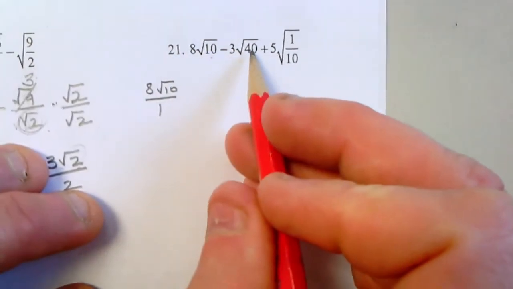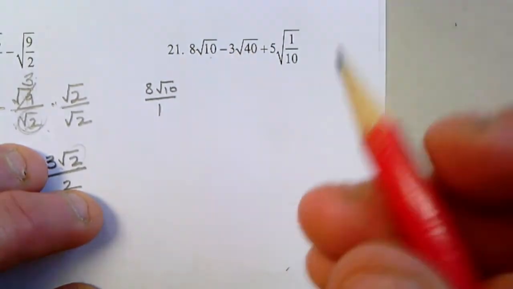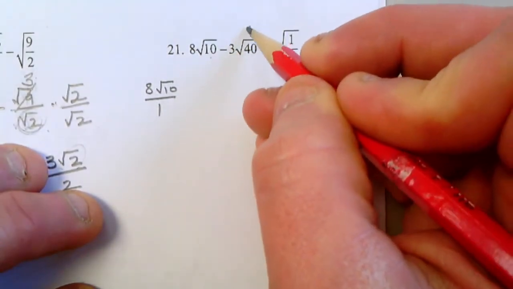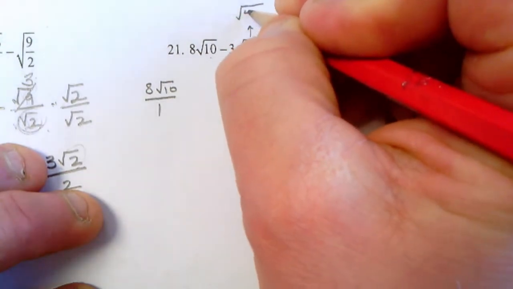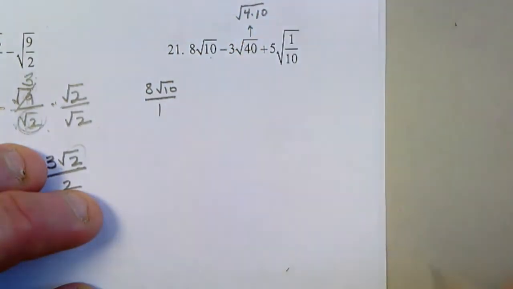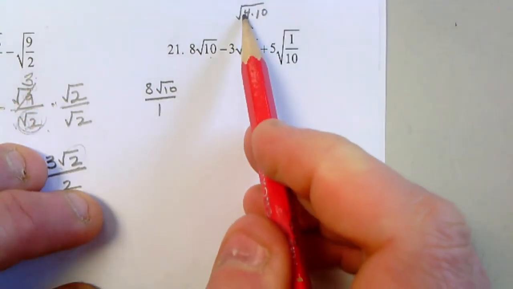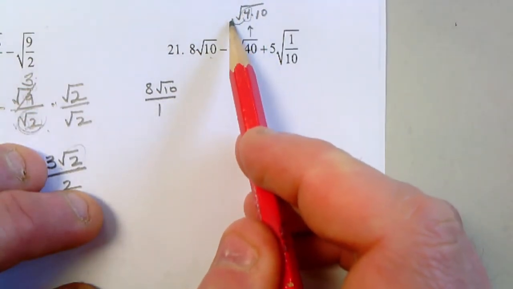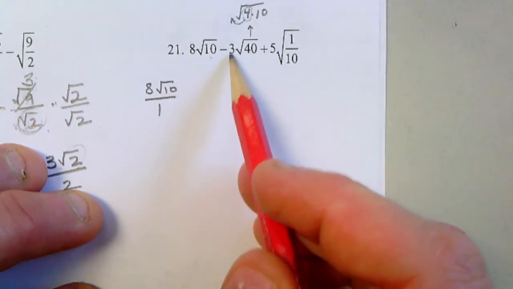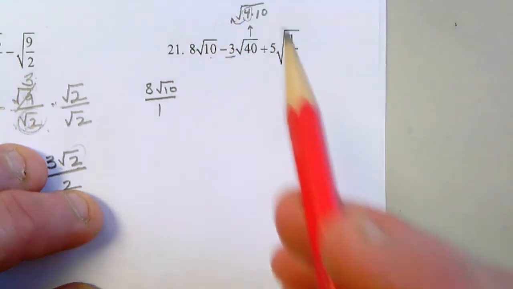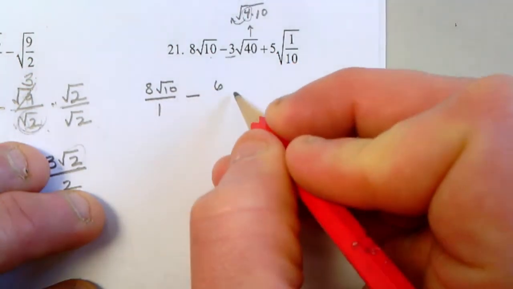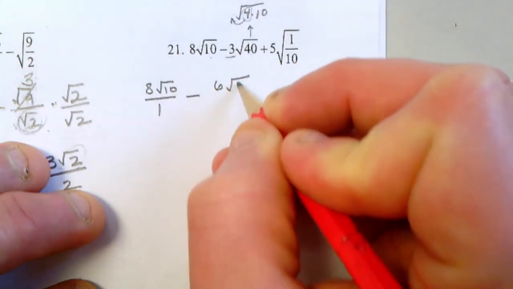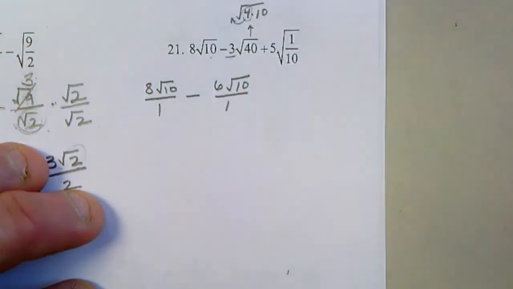Okay? Now the next one, radical 40. Is there a perfect square that goes into 40 evenly? Well, radical 40 can become 4 times 10. Okay? What's the square root of 4? Well, it comes out as a 2. Square root of 4 is 2. And we have a 3 here already. So what do we do with the 3 and the 2? We multiply them. So this becomes 6 radical 10 over 1. Okay?